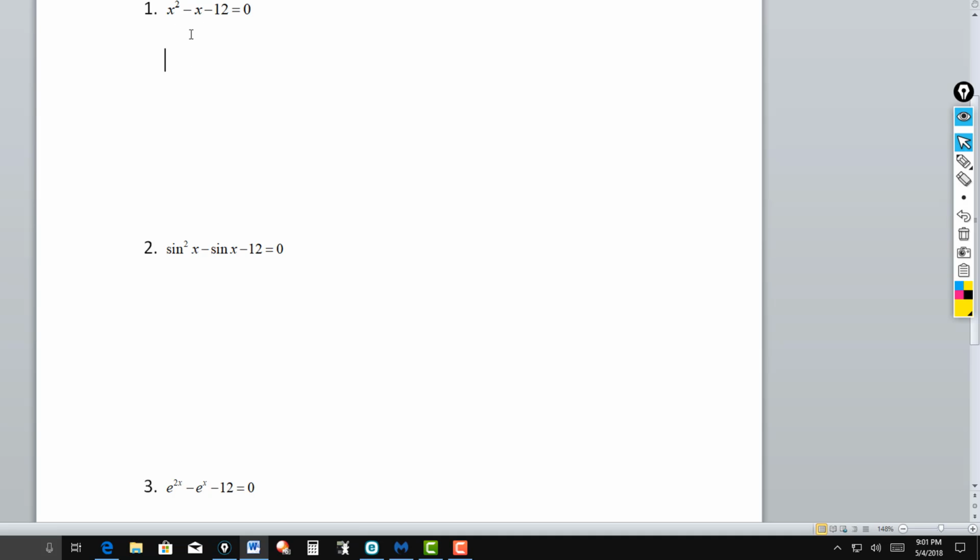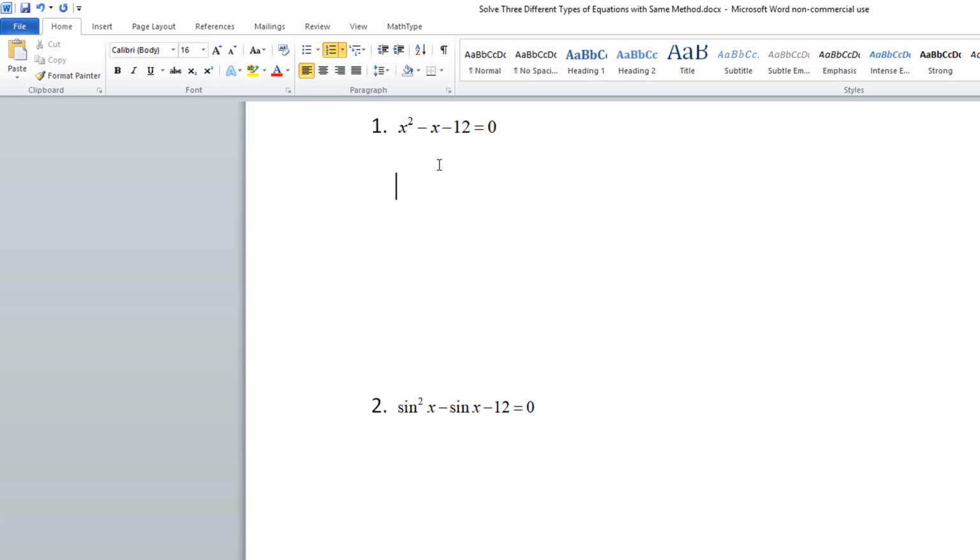Okay, well, the first one's a quadratic, and we know that we can solve quadratics by factoring, completing the square, and of course the quadratic formula. And it turns out that you can also solve the other two using that same method or methods. In this case, the one I'm going to use is just the easiest or simplest one to take. It's factoring.